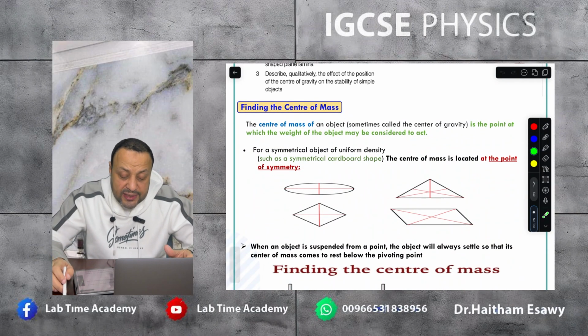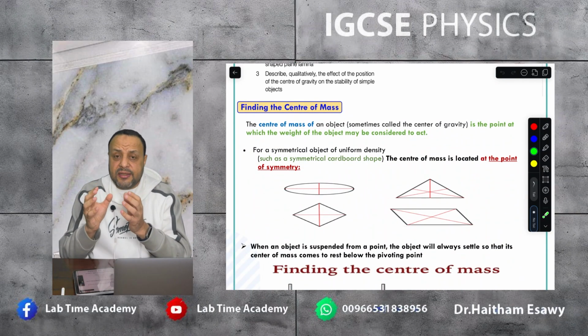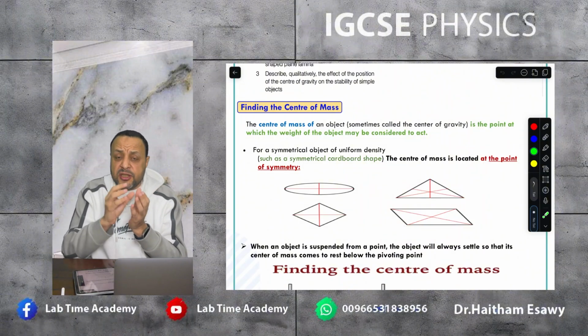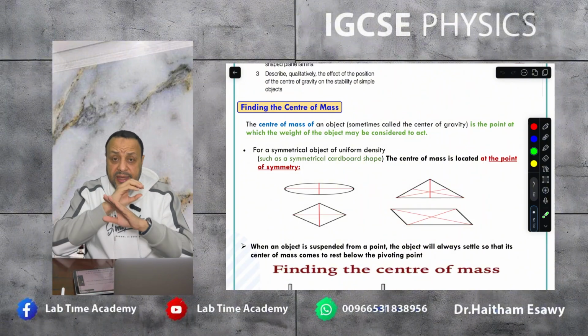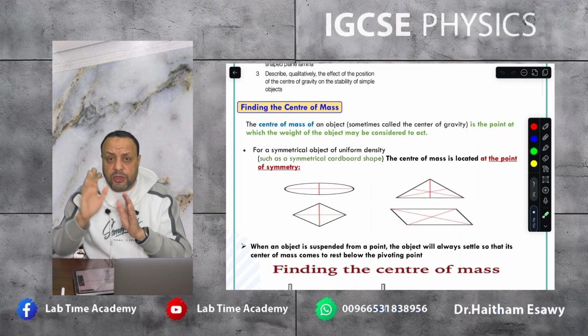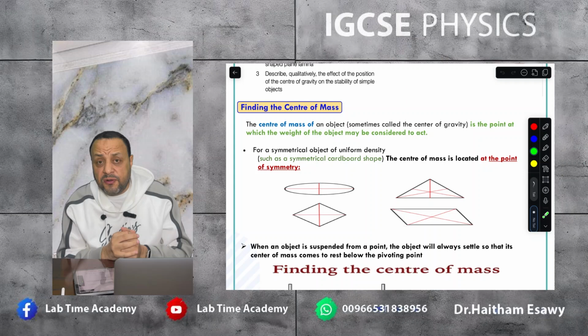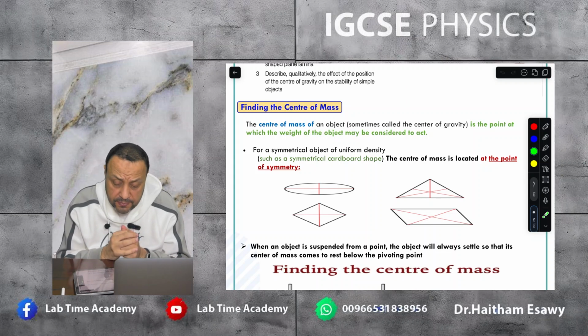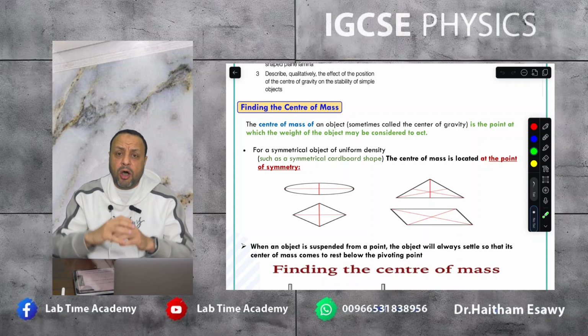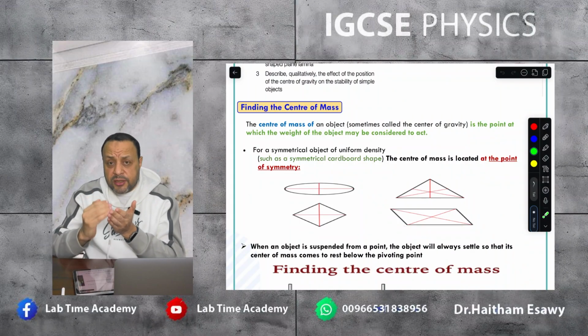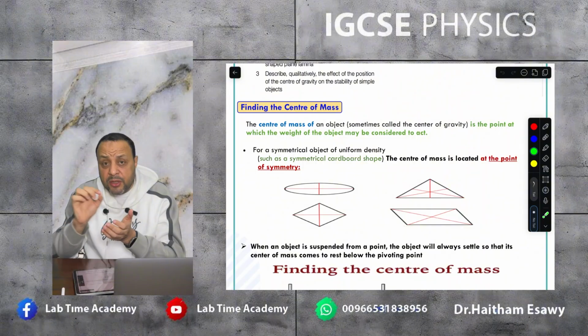First, what is meant by center of mass? Actually, center of mass or center of gravity, it is the heaviest point of the object. So we can define the meaning of the center of gravity or center of mass. It is the point at which the whole weight of the object may be considered to act.